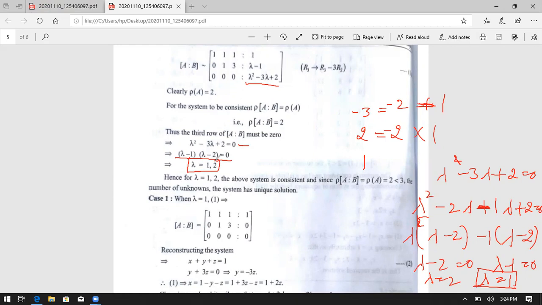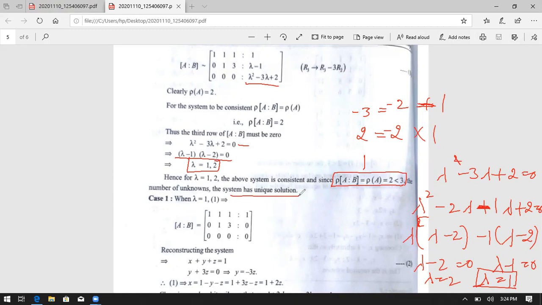Then since rank of AB is equal to 2, which is less than 3, that is the number of unknowns, the system has a unique solution. That is, the rank of AB is equal to 2, less than 3, means that the system has a unique solution.